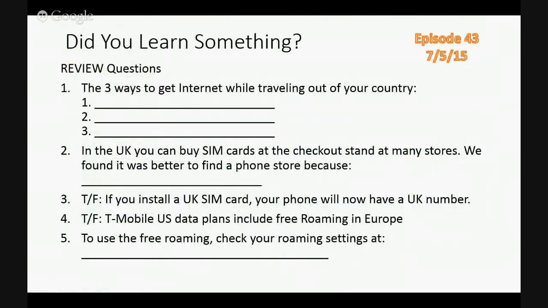There's our review questions. The 3 ways to get internet while traveling out of your country. Number 1 is Wi-Fi hotspots, and remember to turn off your cellular data then. Number 2 is roaming, either paying a lot of money for it or having a provider like T-Mobile that gives it no extra charge. Or number 3, you can buy a SIM card.